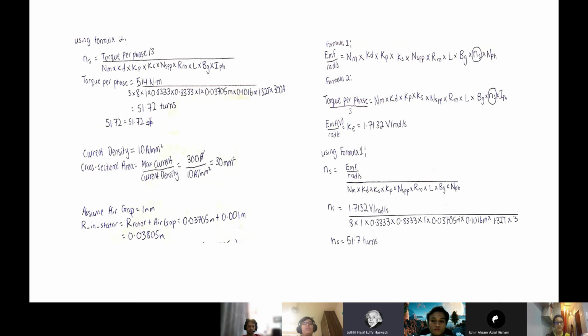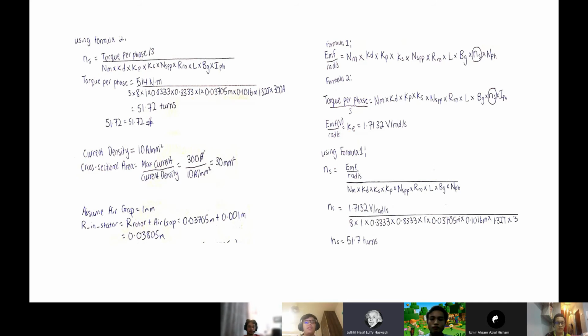On the next calculation, in order to obtain the number of turns for each coil, we will be using two formulas. On this right side, there is formula 1 and formula 2. Formula 1 is EMF divided by rad per second, equal to number of magnets times KD times KP times RO times L times BG, multiplied by NS, which we want to find, and also NPH, which is the number of phases. For the second formula, we use the torque per phase formula: torque per phase divided by 3, since we're using a 3-phase motor, is equal to number of magnets times KD times KP times KS times NSPP times RO, the rotor radius, times length, times strength of the magnet, times NS, the number of turns of coil that we want to find. And then we also multiply by the current per phase.